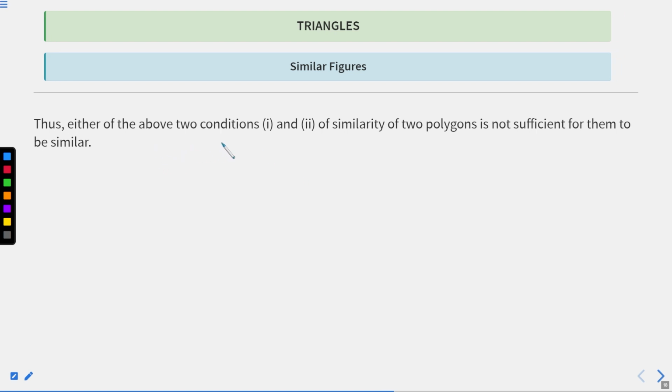Thus, either of the above two conditions, one and two, of similarity of two polygons is not sufficient for them to be similar. So they are necessary conditions. For conditions 1 and 2, they are actually necessary conditions, but they are not sufficient conditions.